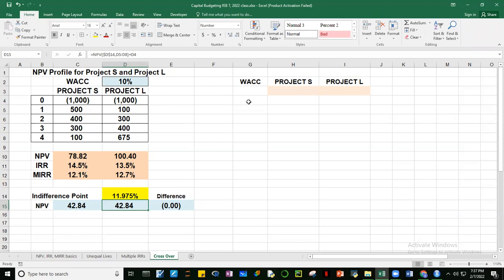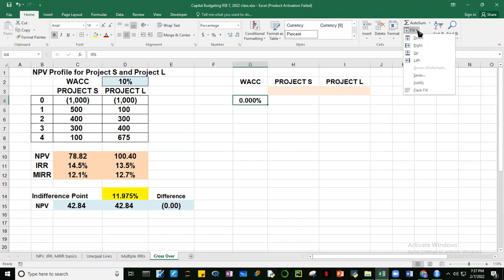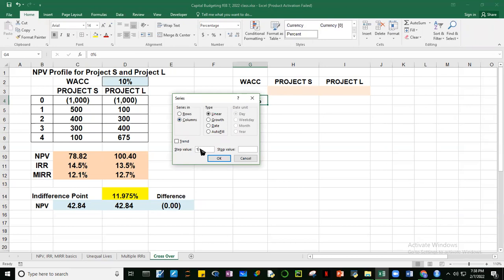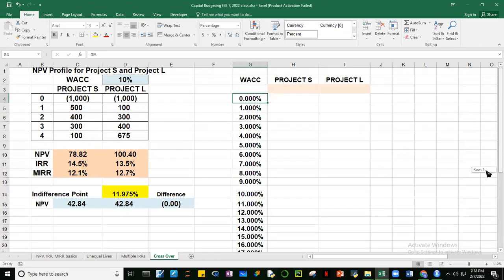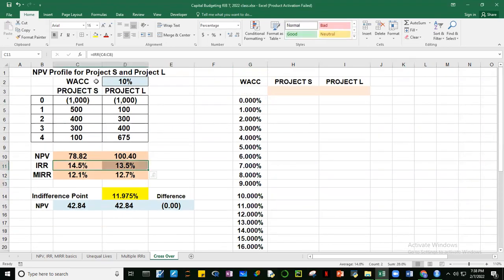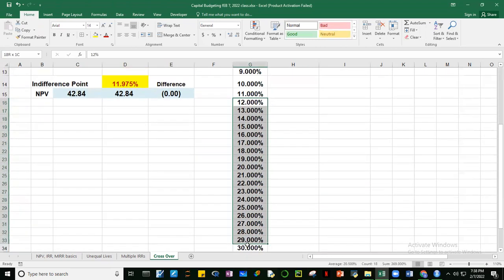Okay, so dito guys, gagawa na naman tayo ng series, no? So let's start with 0%. Finormat ko na to na 3 decimal places. And then ilagay natin hanggang 30% increment of 1. So fill series in columns. Step value is 1%. Okay, stop value is 30%. Okay, so meron tayo hanggang dyan, no? 30%. So ilagay natin guys yung IRR at saka yung point of indifference. Okay, so let's put the IRR and the indifference point. So si indifference point ilalagay natin dito after 11%.